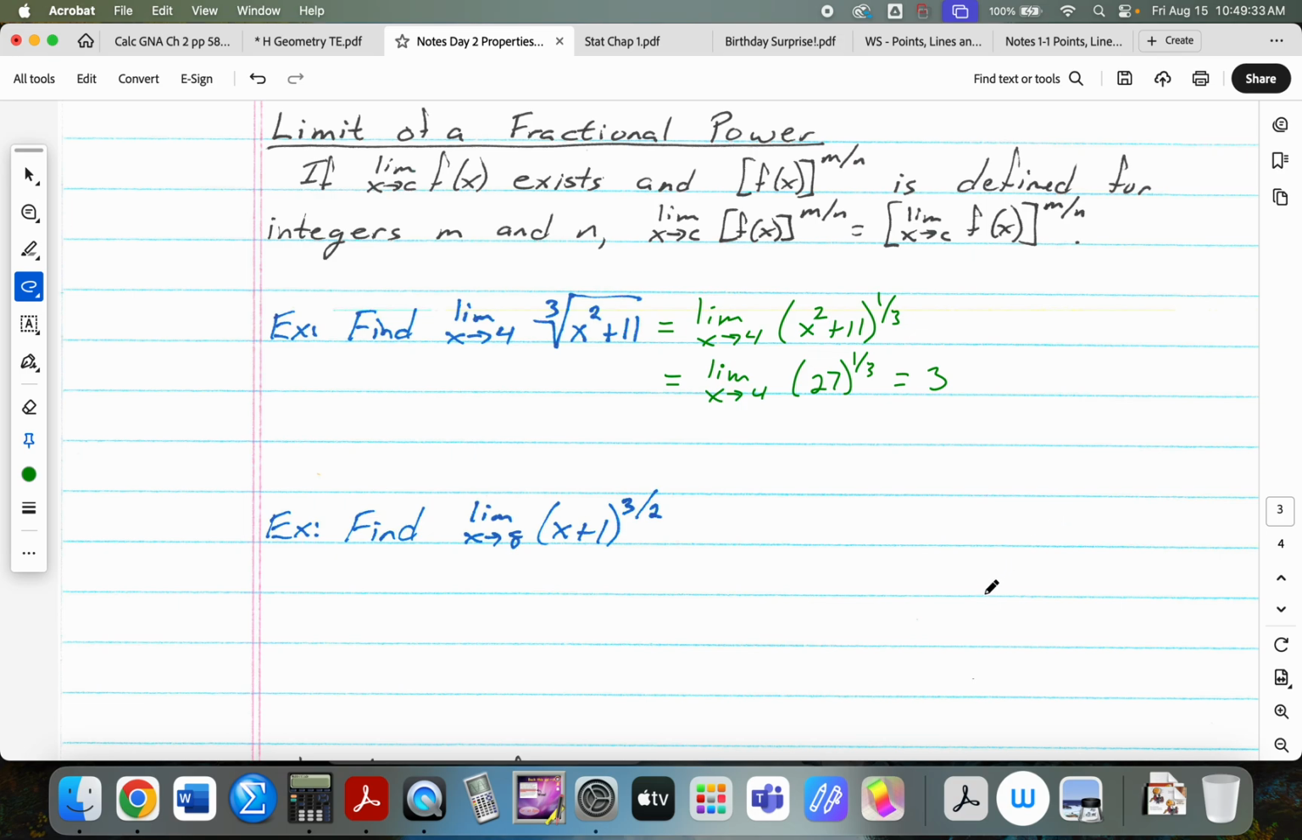When would that not be defined? Can you think of a case where it wouldn't be defined? What kind of an expression? Yeah. So like if we ended up with negative 16 to the 1/2 power, well, that's not defined. So that limit is not going to exist. You just say the limit does not exist. Usually on these, they don't ask you to explain why. They just ask you, what is the limit?